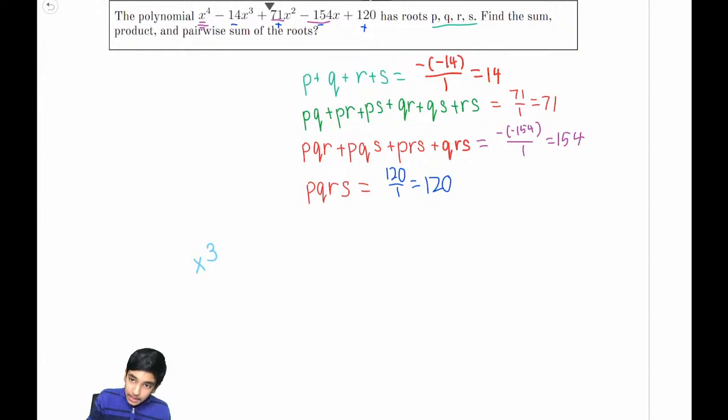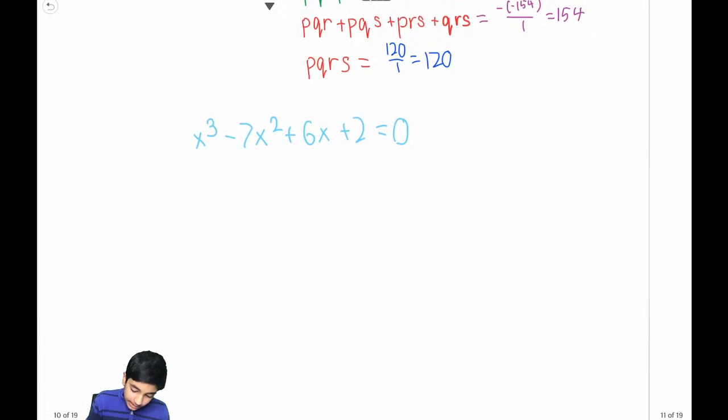This time it's only going to be cubic: x cubed minus 7x squared plus 6x plus 2 equals 0. In this cubic, the sum of the roots is going to be negative, positive, negative. Just think about it as alternating. You start at negative, positive, and then you keep alternating onwards. Let's say the roots of this new cubic are a, b, and c.